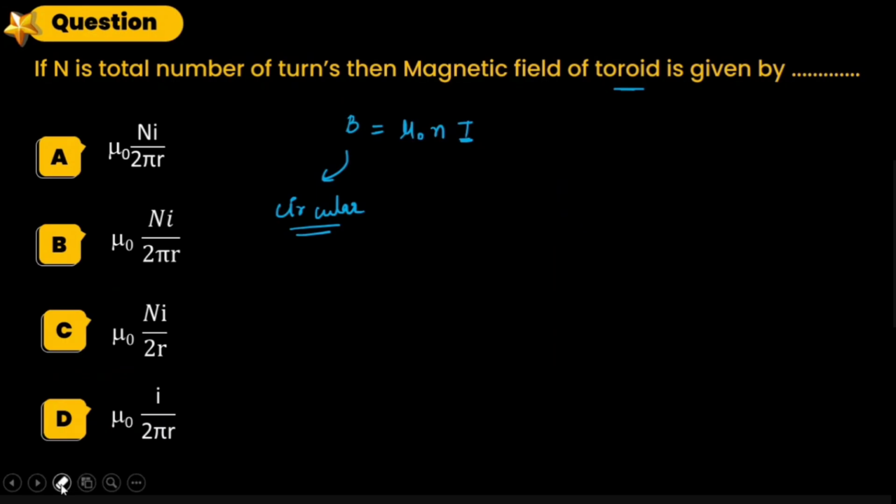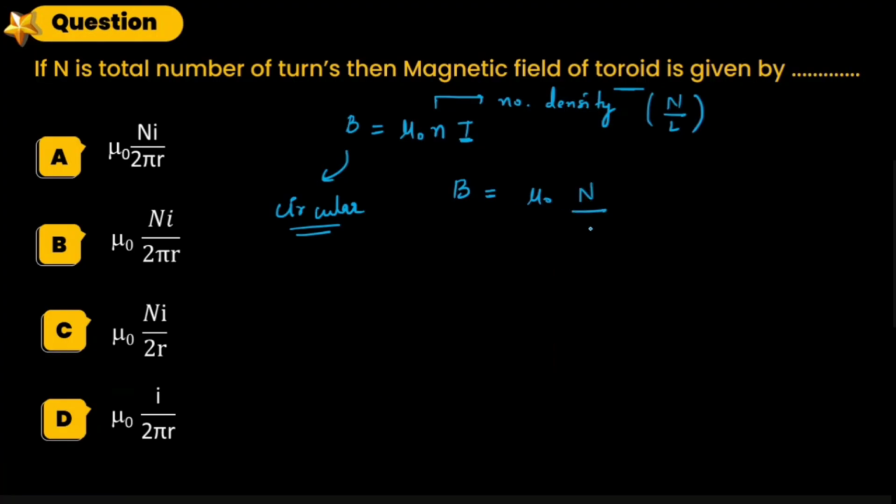Now, just understand what we can write here. As I told you, small n is nothing but the number density. Number density means the number of turns per unit length. So I can write it as the number of turns per unit length, that is N by capital L, into I.